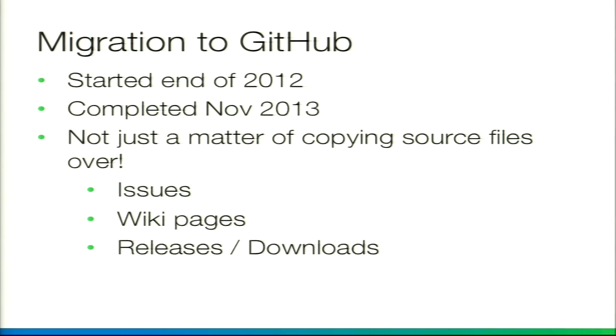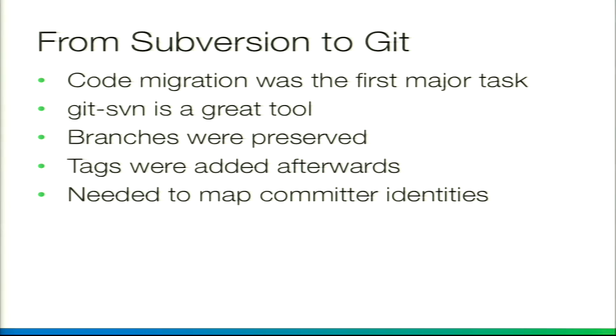It's not just the source code. You've got all these other things around the projects, like issues, like wiki pages, like downloads, binary artifacts that you need to think about. Even leaving those aside, you're talking about migrating from one SCM implementation to another. In this case, we moved from Subversion to Git, and I'll talk about some of the benefits of that in a minute.